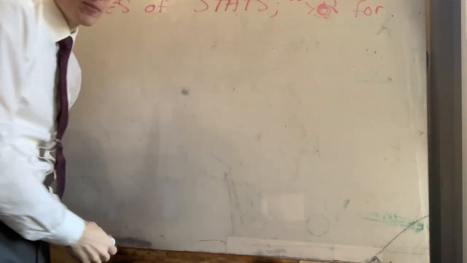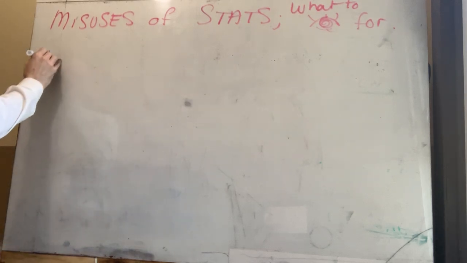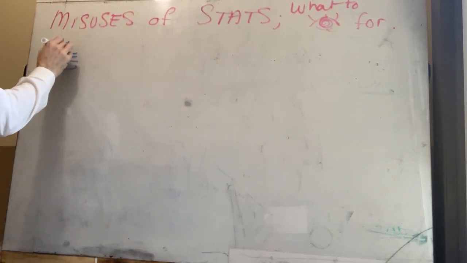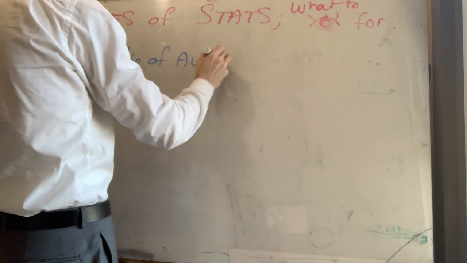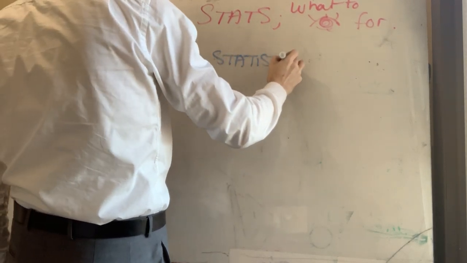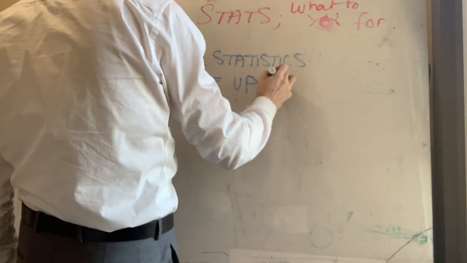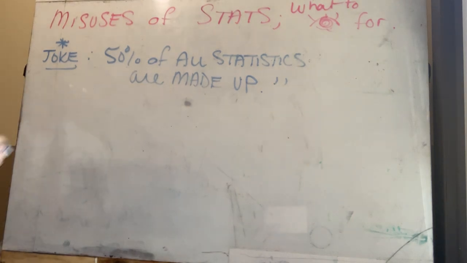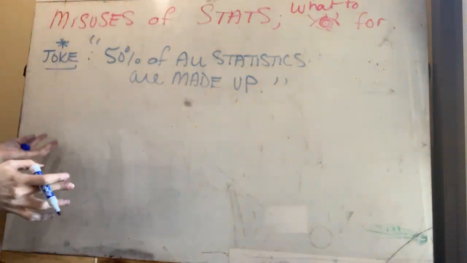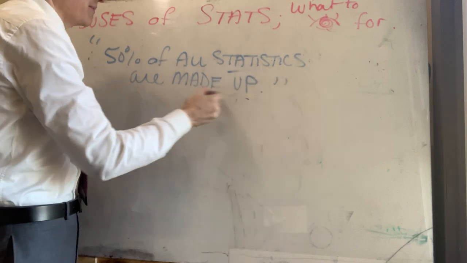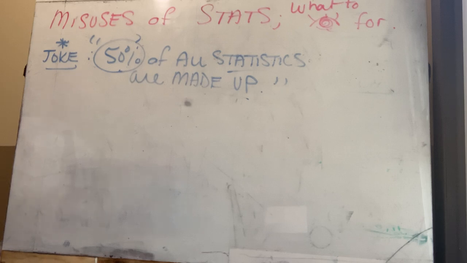Here's a joke. There's some variation of this, I'm sort of riffing here, but you've probably heard this statement, and it's a joke: 50% of all statistics are made up. That statement is also made up. So it is true in the sense that statistics can be made up, right? But this number is the statistic, right? It's a joke.